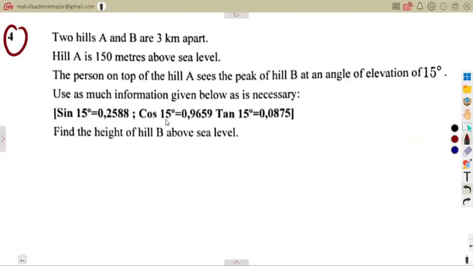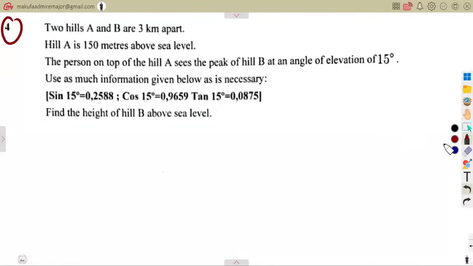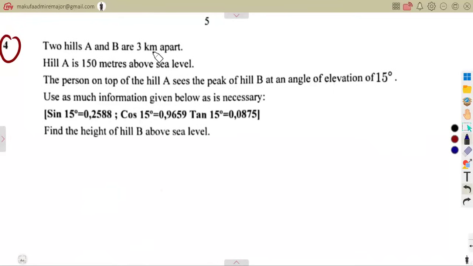All right. Then we are given question number 4, which is very important for us to understand, how this question is given. We are given two hills, A and B, 3 kilometers apart. So there are two hills, and they are 3 kilometers apart. A is 150 meters above sea level. Let's just use the meters, the unit we are used to. So convert this, times 1,000, which is 3,000 meters. So this is what is happening in this condition.